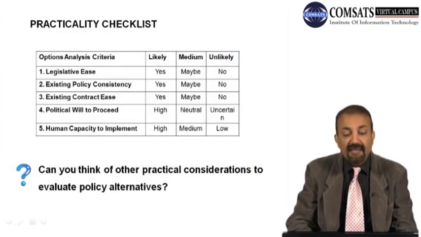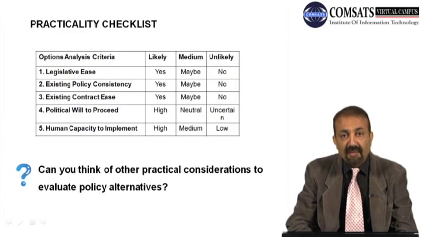Dear students, now as far as the practicality of that policy is concerned, we used to come up with a practicality checklist which has been shown here in this particular slide, which will let us know about the options of analysis criteria. Number one, legislative is, likely, medium and unlikely scale has been given here about that particular checklist of the practicality. You would have to come up with your options of yes, maybe, not, or even you might have to stay neutral as far as your answers to that checklist question are concerned.